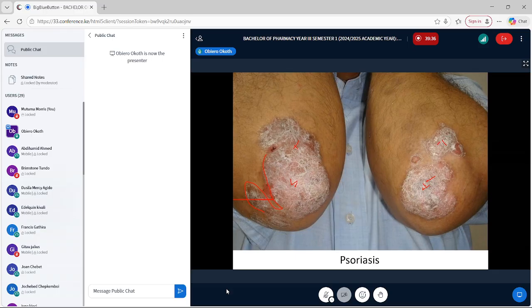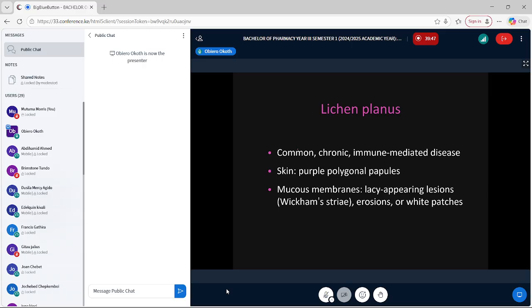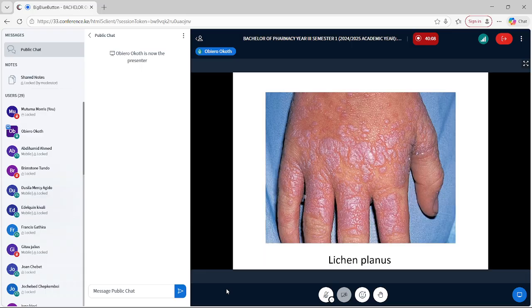Okay, that is psoriasis. The other one for the chronic dermatosis is called lichen planus. It's a common chronic immune-mediated disease. We think you have polygonal papules, and sometimes it can affect the mucous membrane. Lichen means it's hardening, with thickening. Lichen planus, like this.